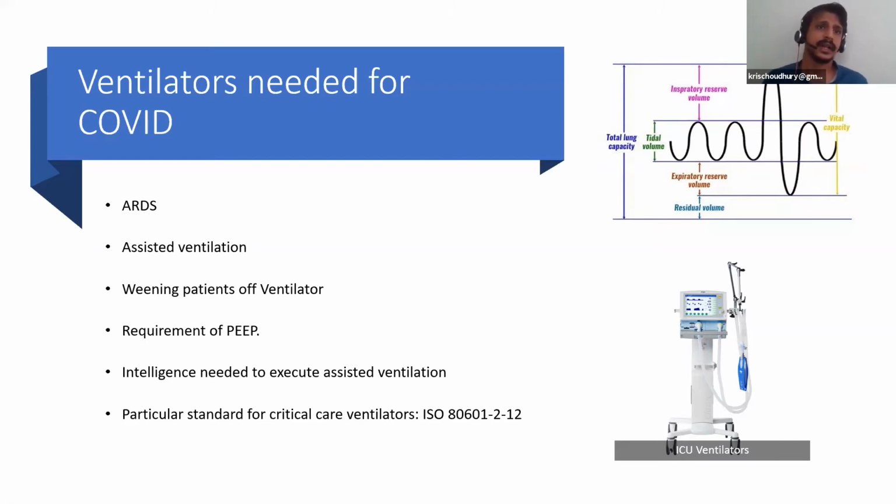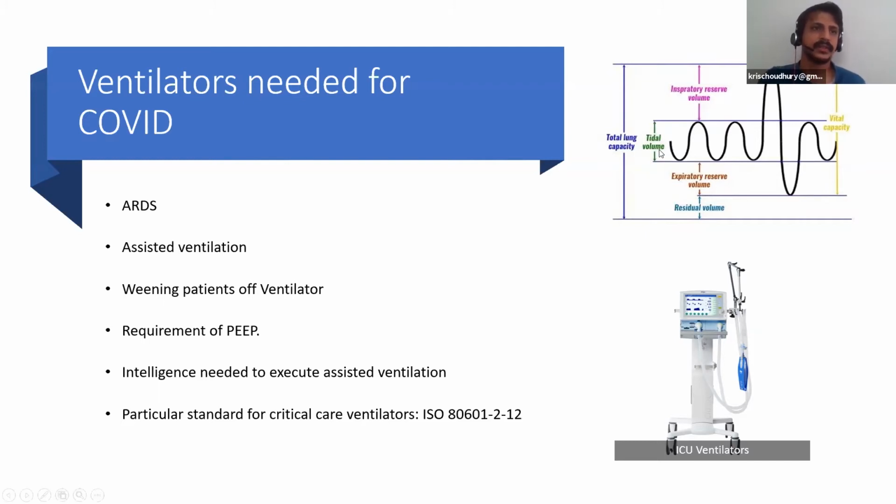And then you have expiratory volume. So from the residual volume to the amount of volume that you need to hold PEEP, positive end expiratory pressure, as you can see here, is called the expiratory reserve volume. And on top of it, you have the inspiratory reserve volume, which is the amount of buffer a ventilator keeps.